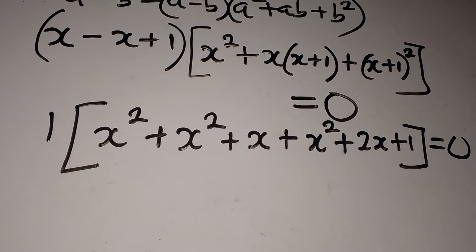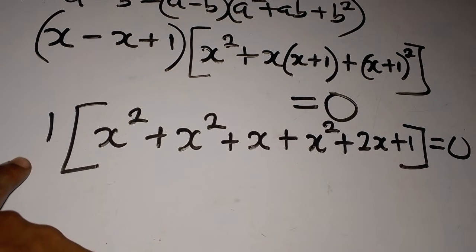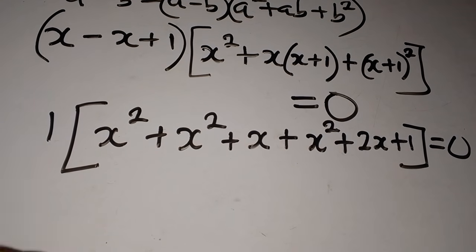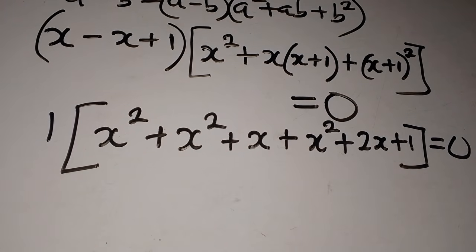Now, what do you observe? From here, we were expecting a solution. So the fact that this is now 1 and the variable x is no longer here, one solution has gone out.